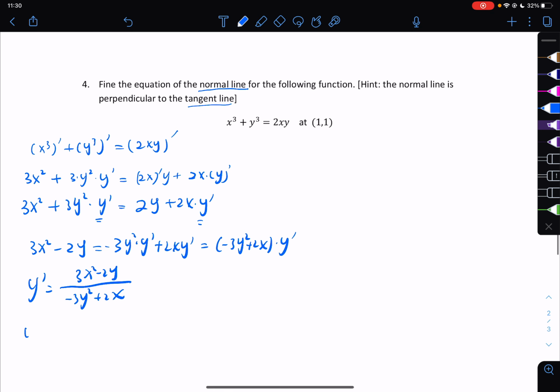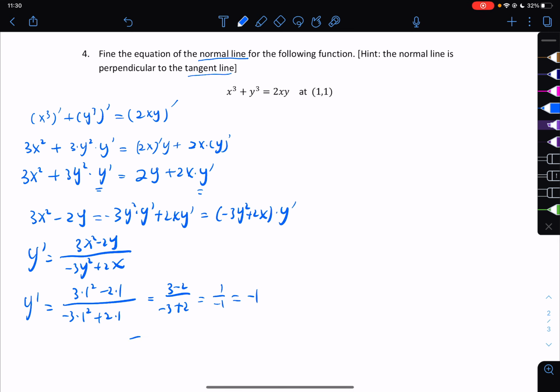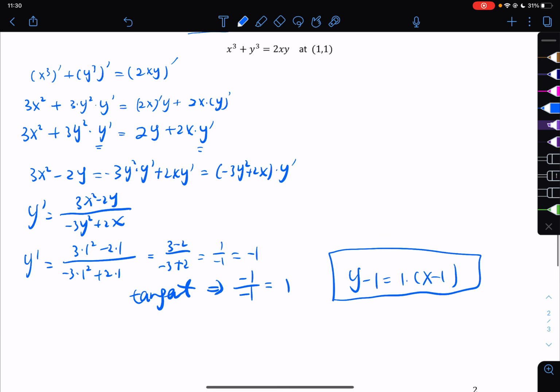Now you end up with y prime at the point (1, 1) being 3 times 1 squared minus 2 times 1 over negative 3 times 1 squared plus 2 times 1, so 3 minus 2 over negative 3 plus 2, which is 1 over negative 1, which is negative 1. So this is the slope of the tangent line. The normal line is perpendicular to it, so you take the negative reciprocal, and you end up with 1. So the slope of the normal line is 1, and you end up with y minus 1 equals 1 times x minus 1, which is your final answer. So this is our last problem.